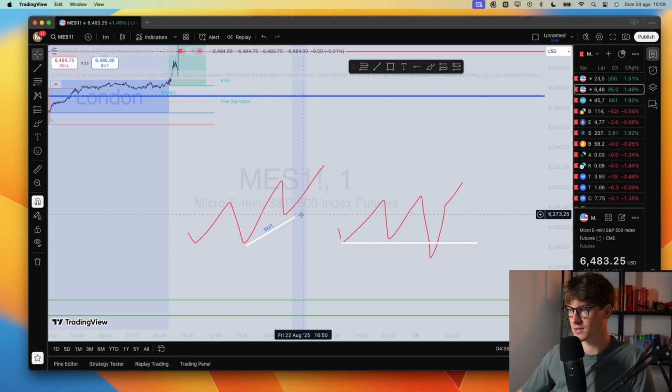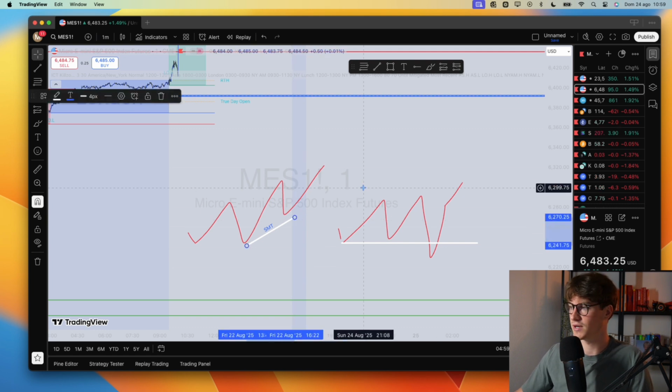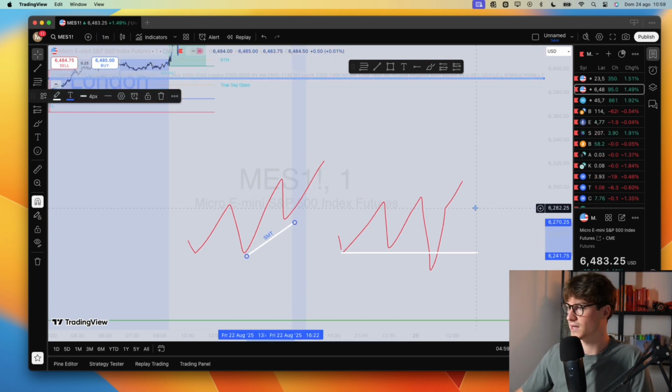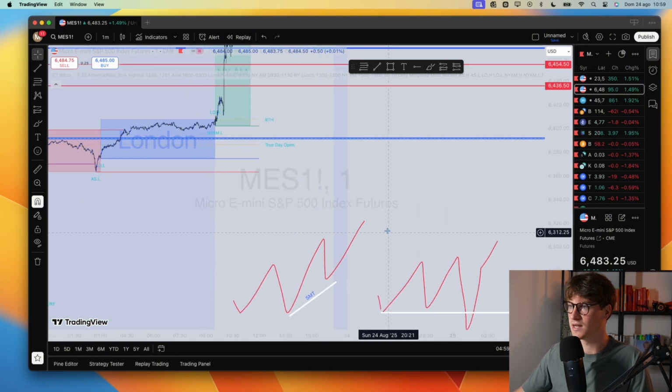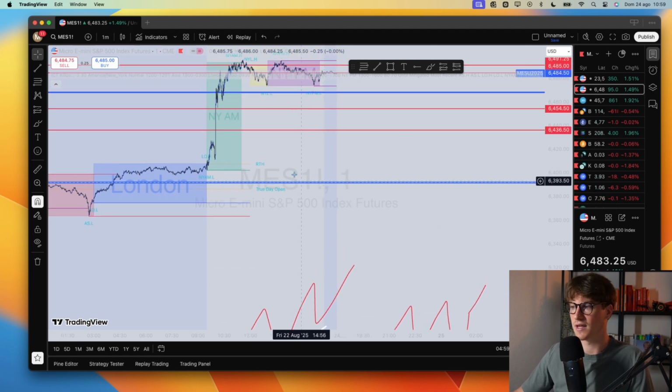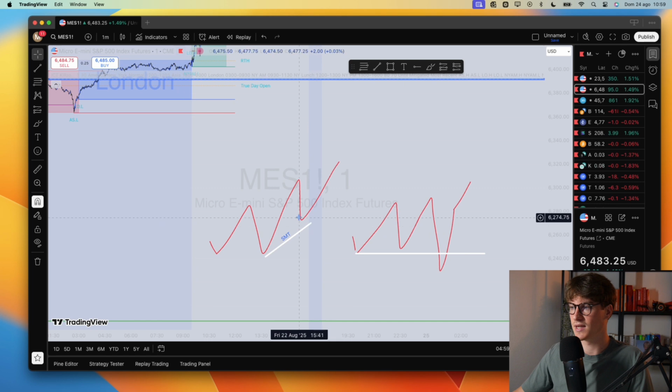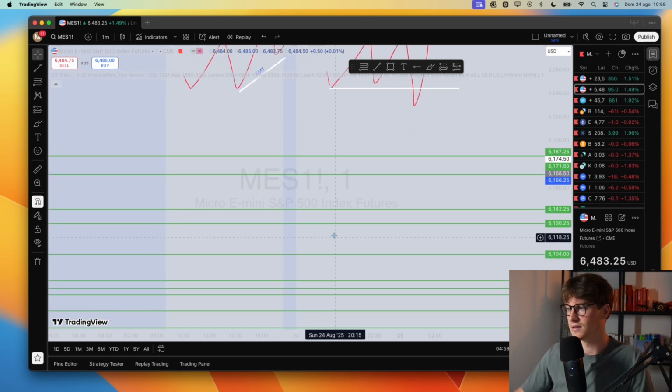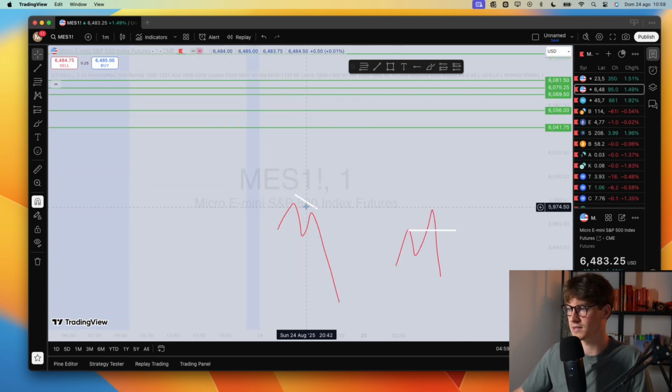So basically SMTs are confirmation for your trades. You don't always need an SMT. Some people like to think that you always need it. They're nice, they're just an addition, and this becomes technically a protected low, and this becomes technically a protected high.